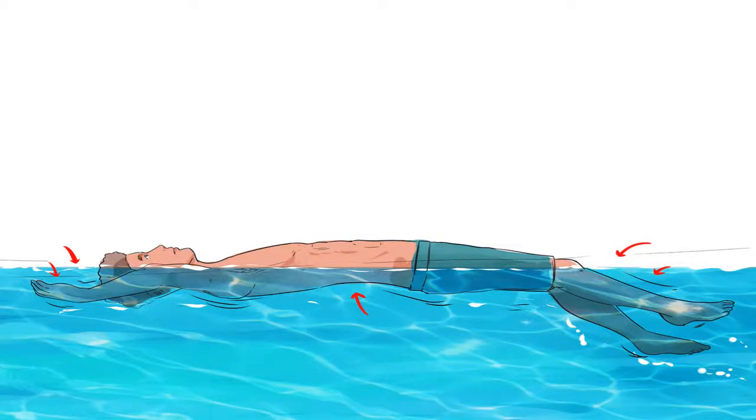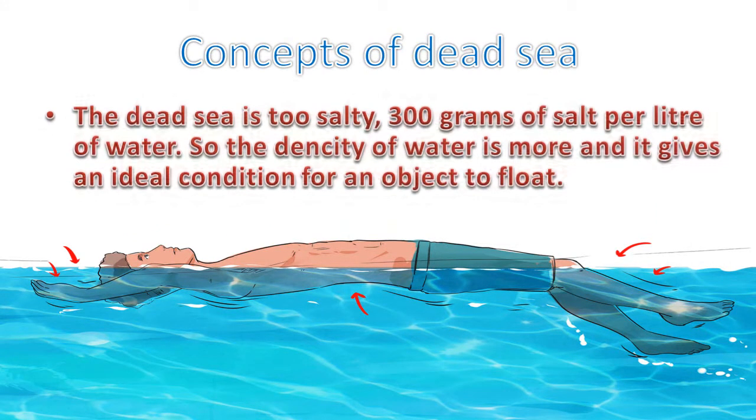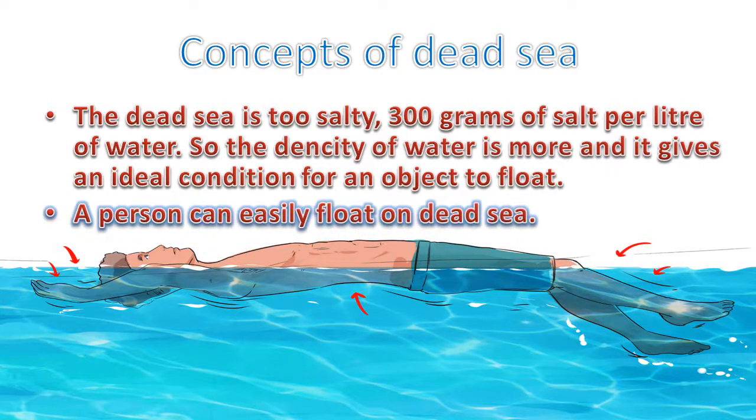Now let us see the concept of the Dead Sea. The Dead Sea is too salty, 300 grams of salt per liter of water. So the density of the water is more and it gives an ideal condition for an object to float. A person can easily float on the Dead Sea. Do you know the taste of seawater? It has the taste of salt. But in the Dead Sea, the content of salt is more, that is 300 grams per liter of water. So the density of the water is more in the Dead Sea. That is why a person can easily float on this Dead Sea. Okay.